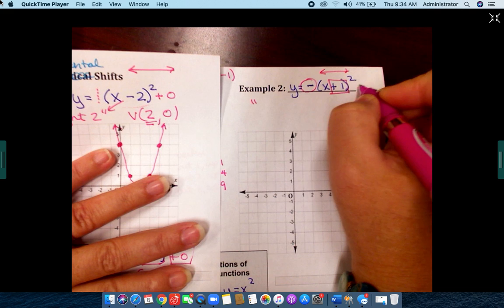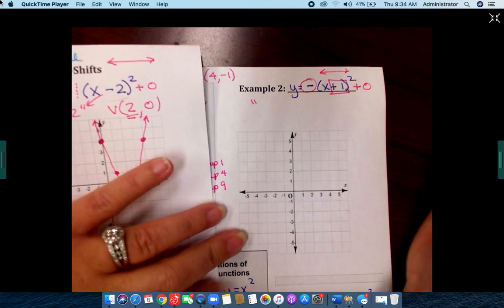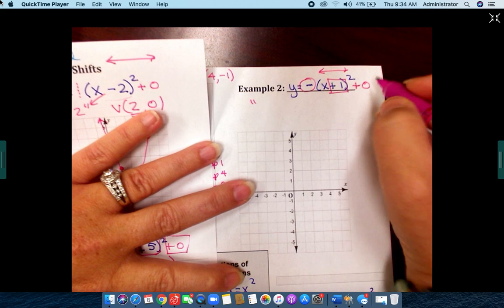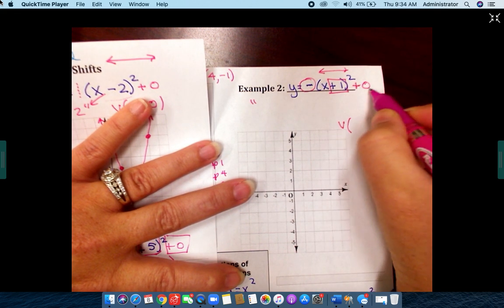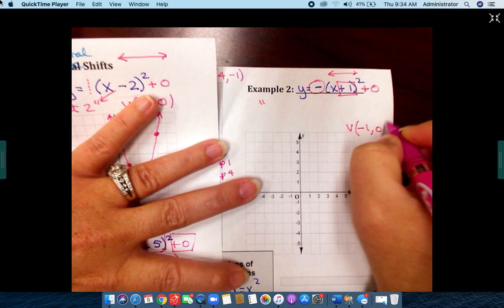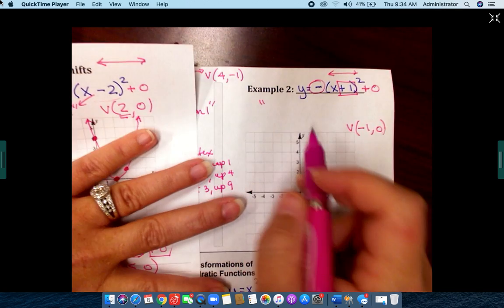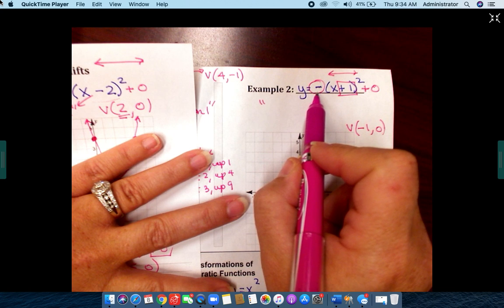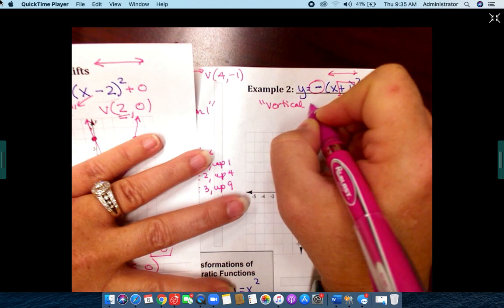And then if I don't see a constant out here, then I understand it's nothing. It's a plus 0. So again, it may be very helpful for you to ask, what is my vertex? If I switch, keep, I have negative 1, 0. So how does all this play into listing my transformations? Well, if I have a negative, I need to write vertical reflection.